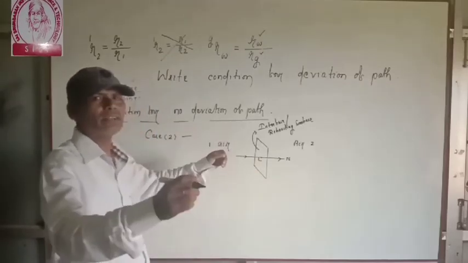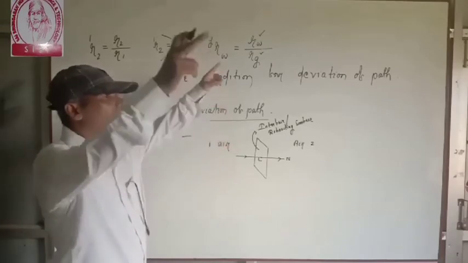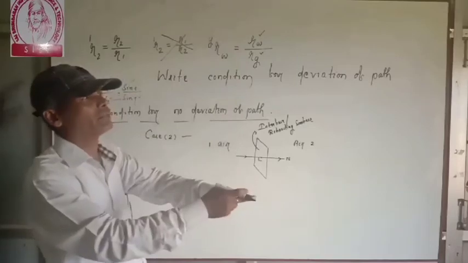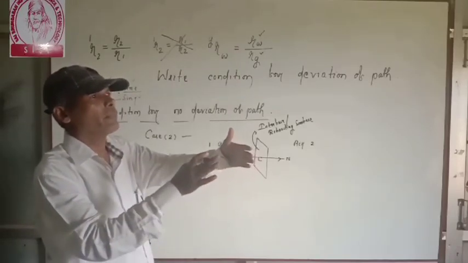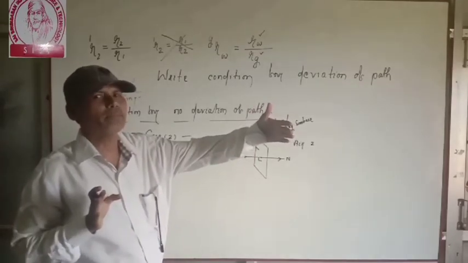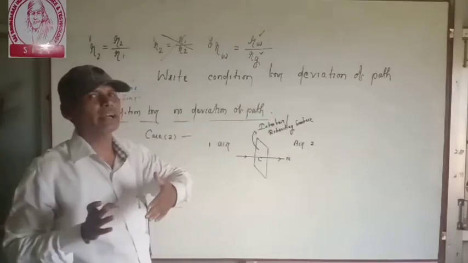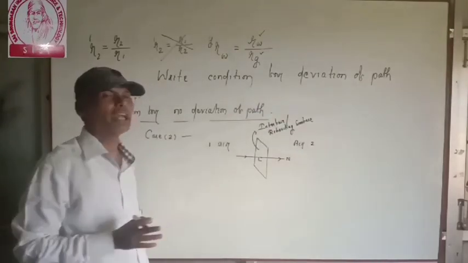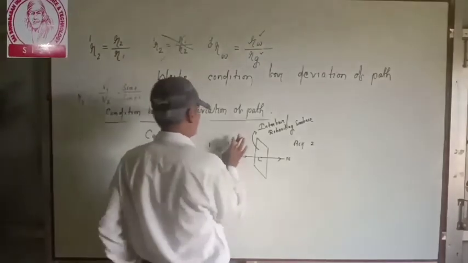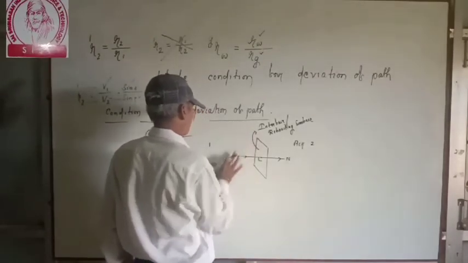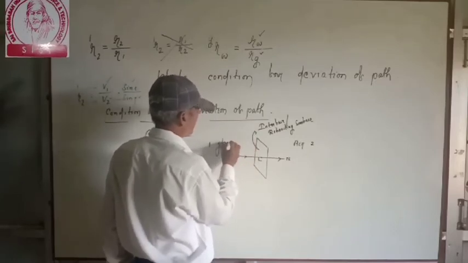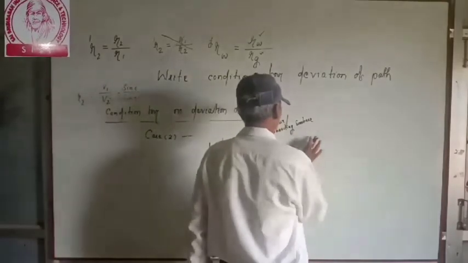Just imagine, here is an interface, and this particular imaginary interface separates the medium into two halves. This side is air and that side is air. If you are not convinced, then let's say the first medium is glass. The second medium is also glass.